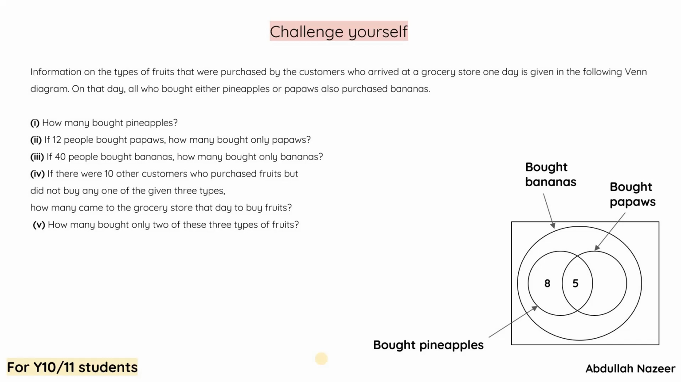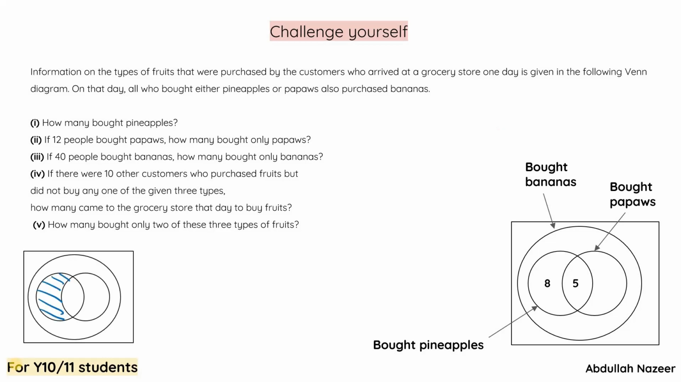So the question clearly states that if a customer has bought pineapple or if a customer has bought papos, they also bought bananas, which means there are no customers who bought pineapples only or who bought papos only, because as you see, the sets pineapples and papos are subsets of the set of people who bought bananas. So as I always do in my previous questions, let's go ahead and identify the regions. To identify the regions, let's draw a similar Venn diagram to the one we have over here.